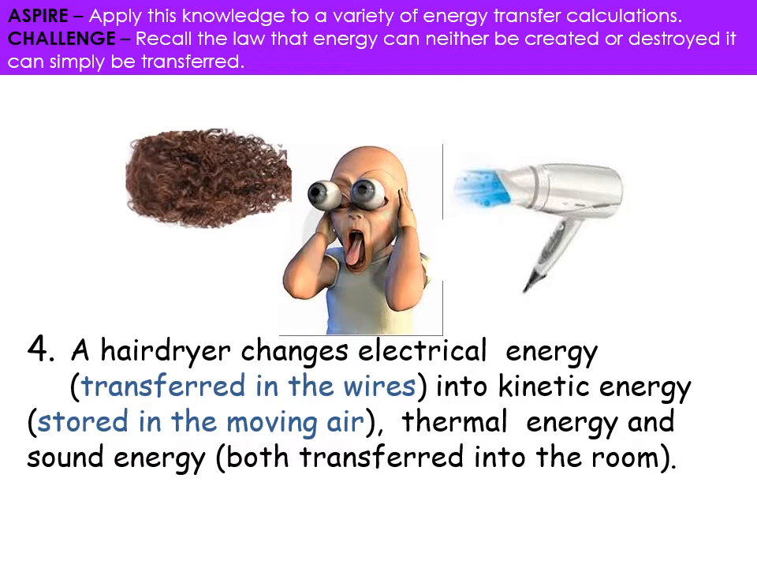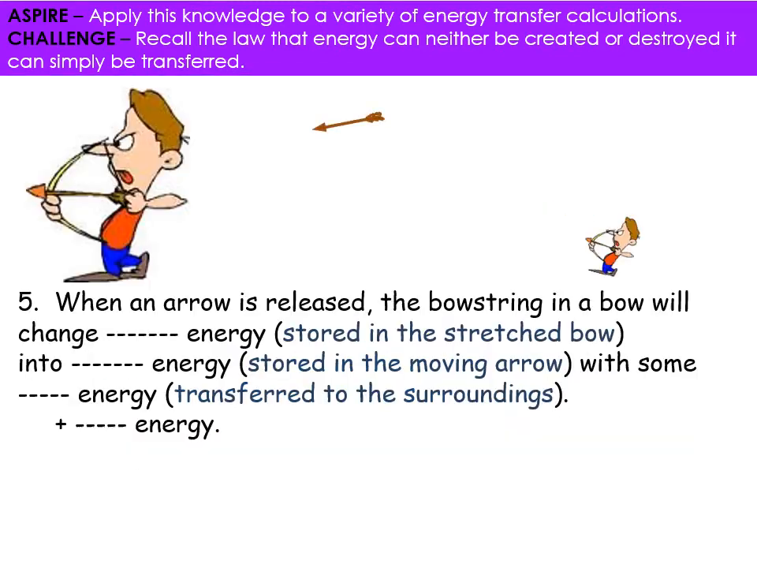So a hairdryer changes electrical energy, which is transferred in the wires, into kinetic energy, which is stored in the moving air, and thermal energy and sound energy both transferred into the room. So we could argue that sound energy is rather wasted. It's wasted energy. Thermal energy is what we actually want, because that produces the warmth required to dry the hair. And obviously kinetic energy because the particles are moving, and it's from the electrical energy. So there we go.